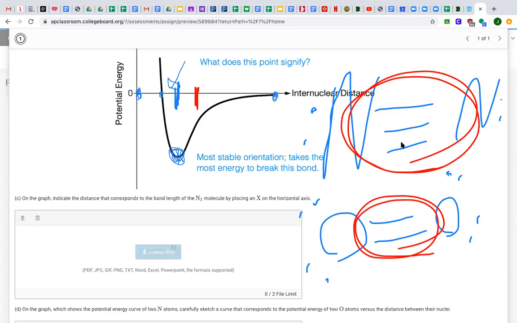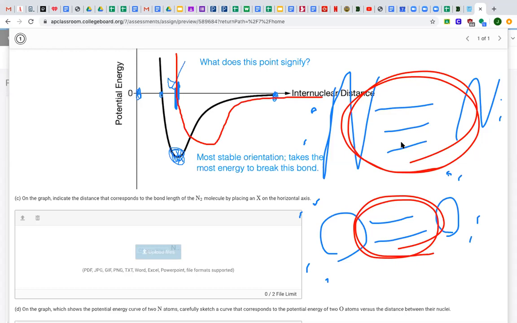So your oxygen curve might look more like this. Whoop, that was an eraser. I didn't mean to do that. It might look more like this, right? Like that. Okay, that would be a reasonable oxygen curve.